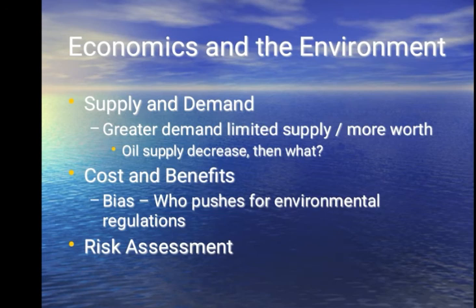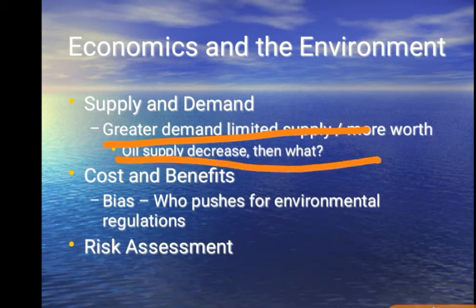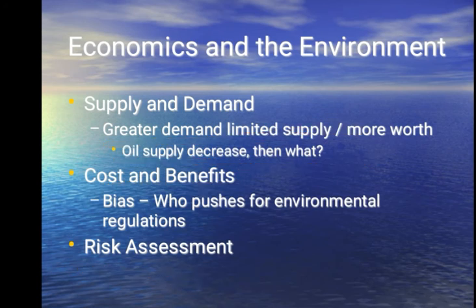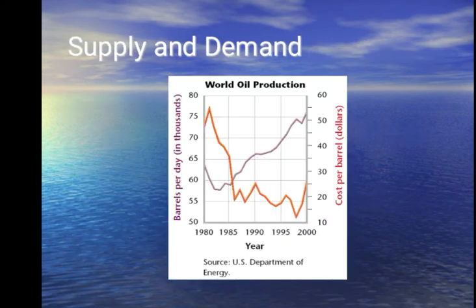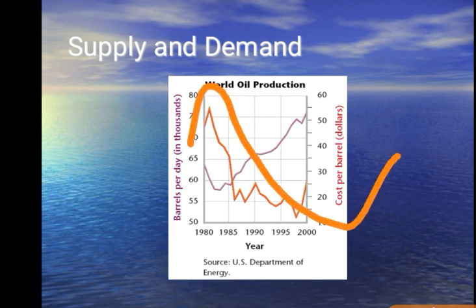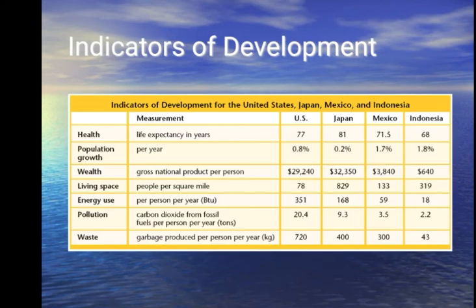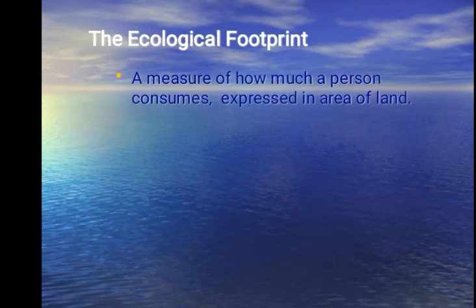Supply and demand: greater demand, limited supply. More worth when supply decreases. Cost and benefits, risk assessments. All these things we need to do. World oil production is gradually reducing, and the cost per barrel is increasing in dollars. So all these things.